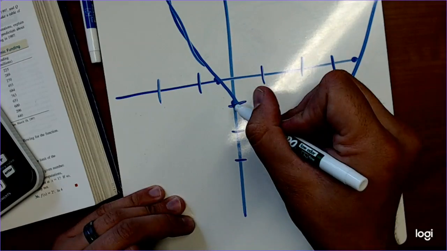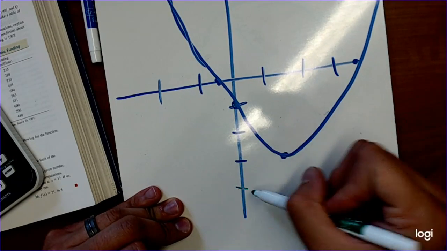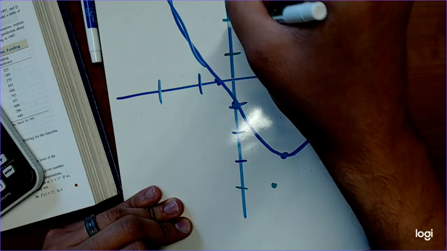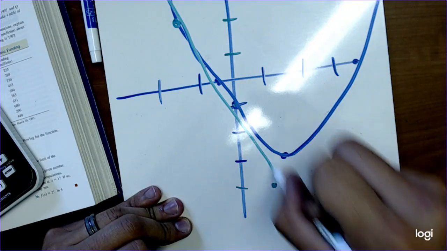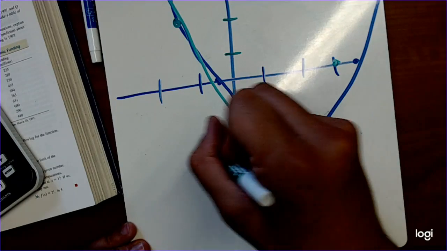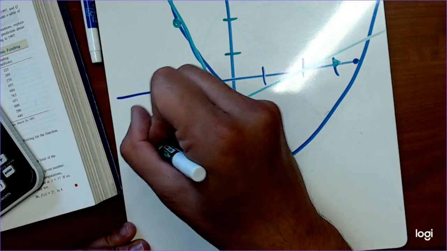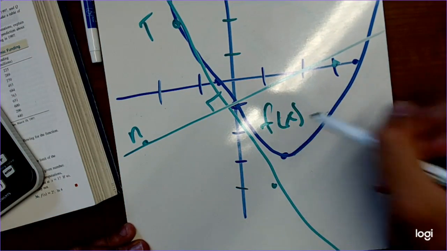From here I can go ahead and graph my tangent line. The tangent line had this point, it went -3, so 1, 2, 3, down 1, and then 1, 2, 3. Okay, right, so my tangent line is right around there, and then we had something like that for the normal. So then I could say that's the normal, that's the tangent, and here's f of x.